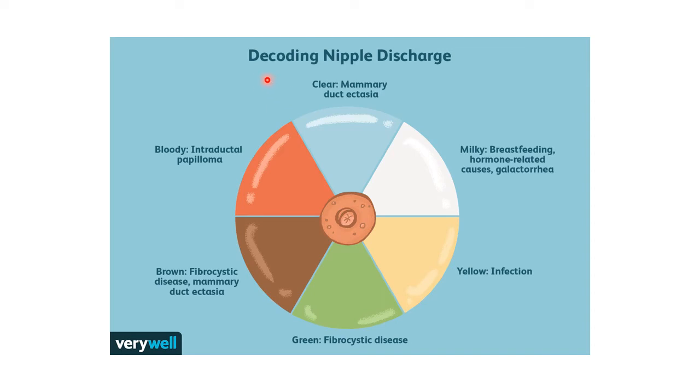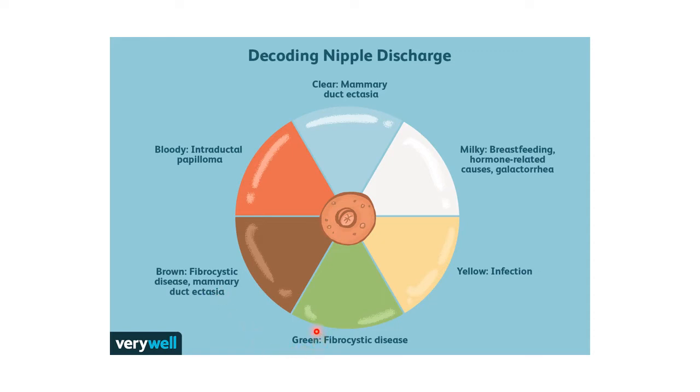Now, this is how the causes of nipple discharge are classified. It all depends on the type of discharge. Okay, if it's clear, it's mammary duct ectasia. If it's bloody discharge, think of intraductal papilloma or intraductal carcinoma. If it is brown in color or rusty discharge, fibrocystic disease, or mammary duct ectasia.